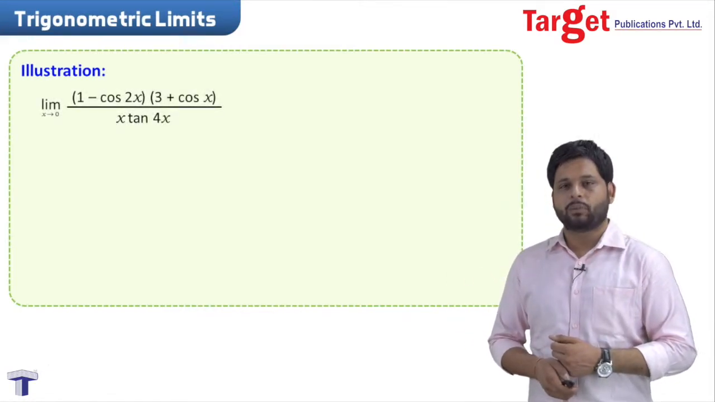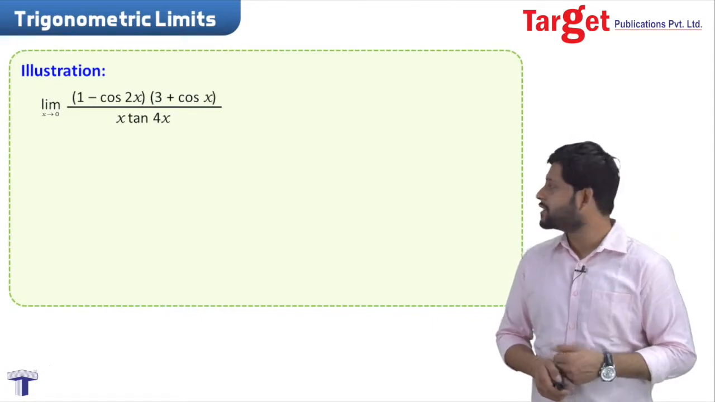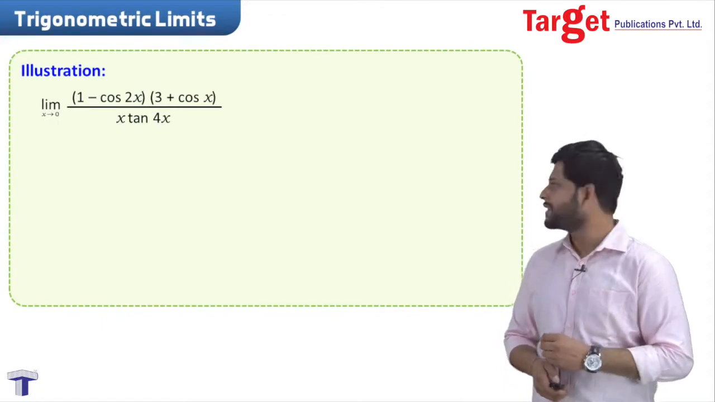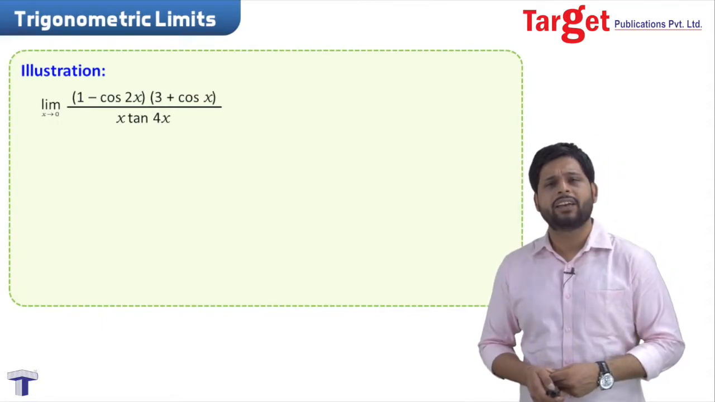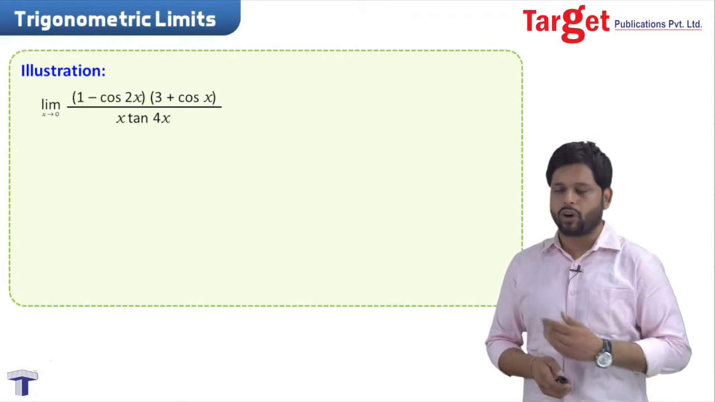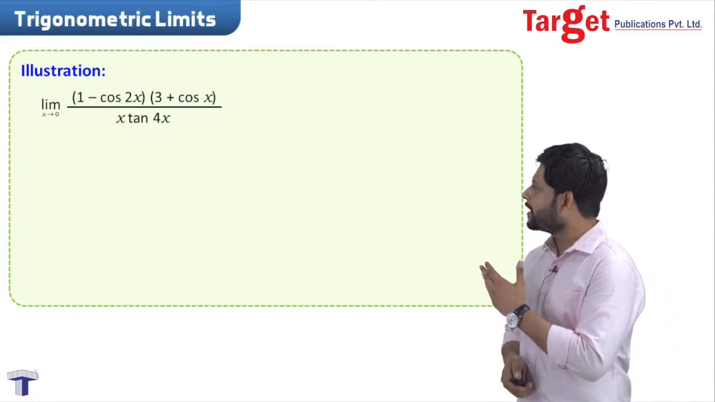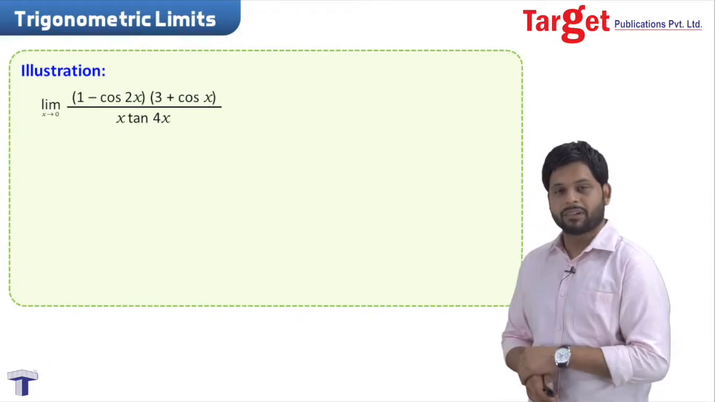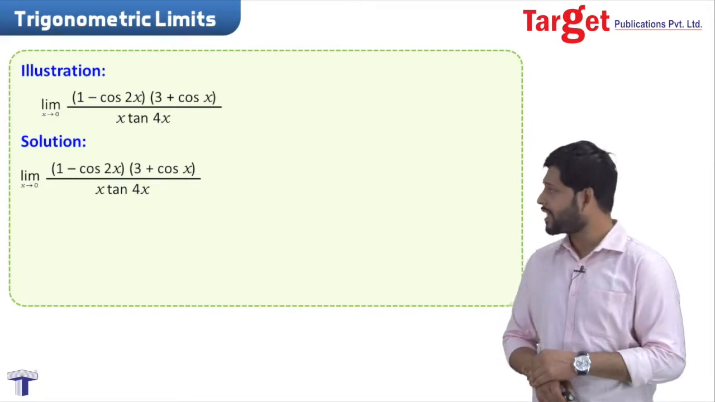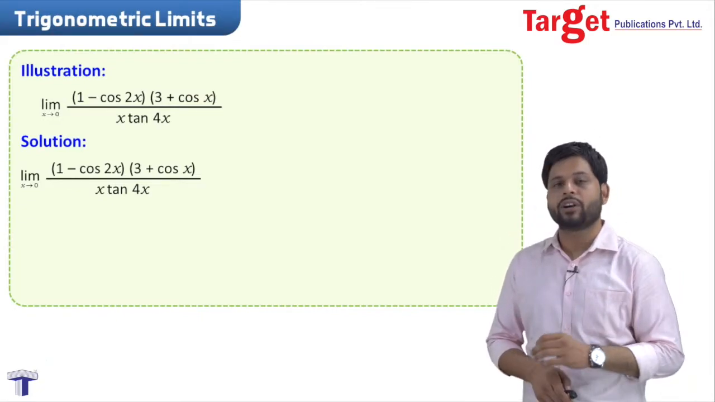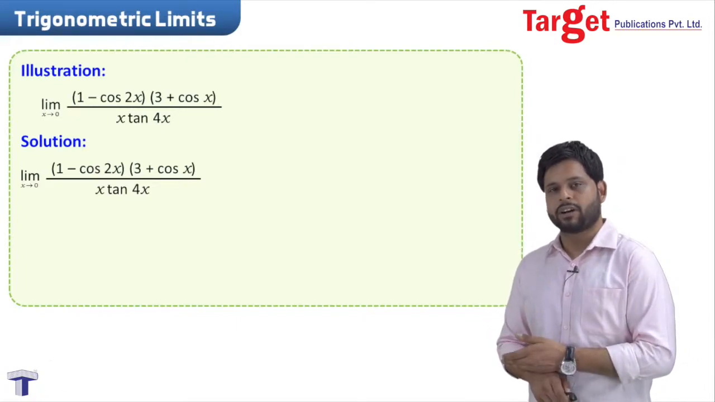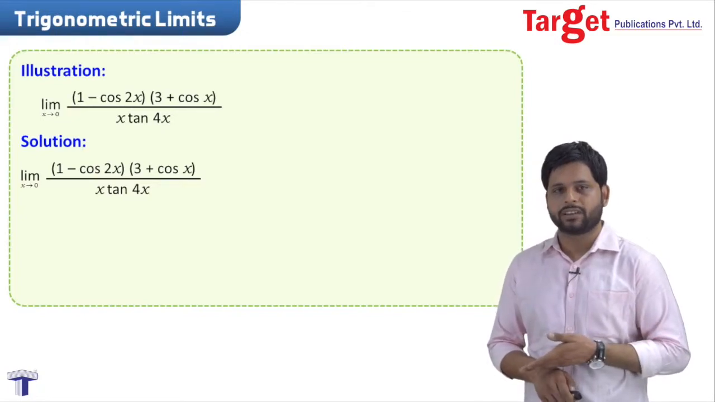So let us take an illustration using this kind of formula. The limit as x approaches 0 of (1 minus cos 2x)(3 plus cos x) divided by x tan 4x. We could directly substitute the value, but then we would get a 0 by 0 form after directly substituting the limit.